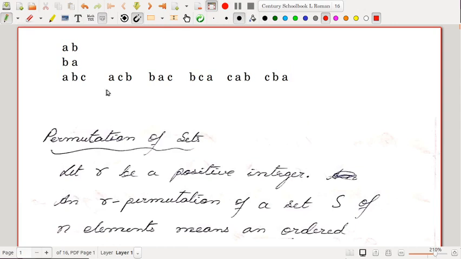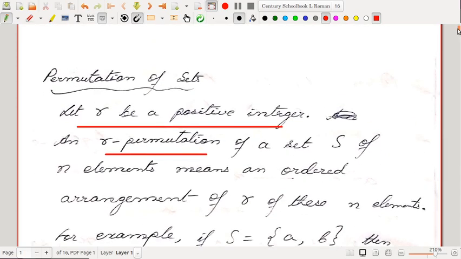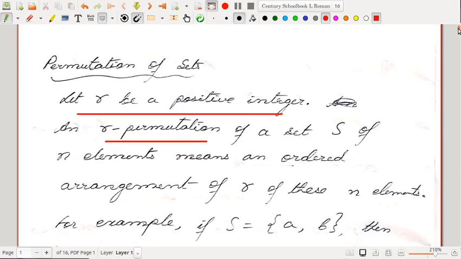The objects could be anything. What matters is the number of objects that we are dealing with. Let r be a positive integer, and consider an r-permutation of a set of n elements. If you have a set of n elements and you take r objects from that set and arrange them, in how many ways can you arrange them? This is what we will try to find out. Each such arrangement is called an r-permutation.